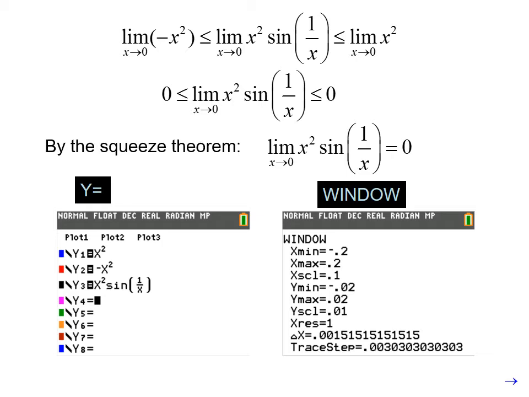Also on the bottom right of the screen here, you'll see I've got the window settings. So make sure you hit the window key and enter those in because we're zooming in really small on the graph and I want you to be able to see the same thing. So once you're all set up and ready to go with that, then unpause the video and proceed.